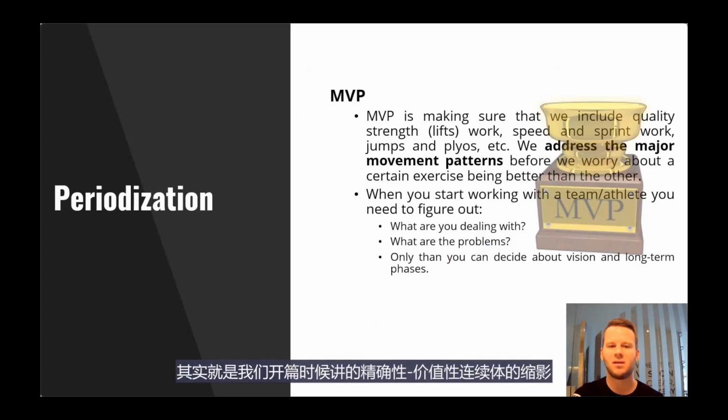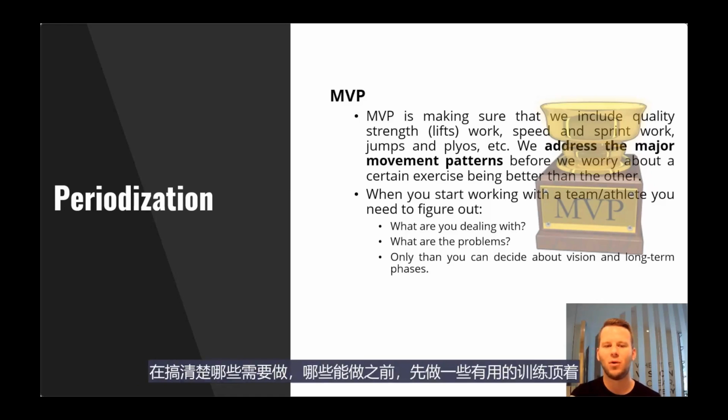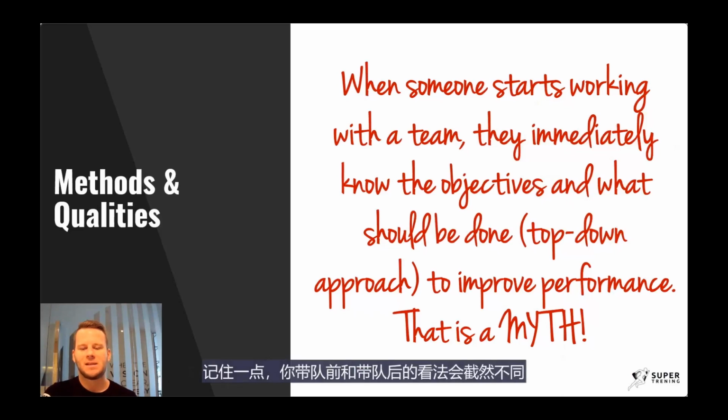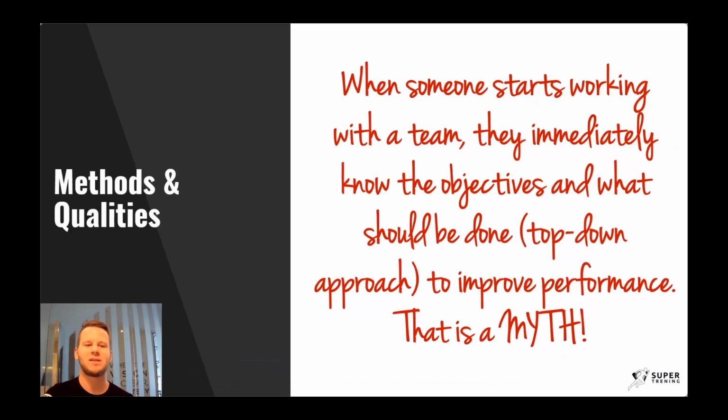This is just an epitome of the precision significance conundrum we talked about at the beginning for the exercise classification. You have to be significant. You have to know what you're going to do, even if you're not 100% precise. So you do something useful until you figure out what can and must be done. This is one important thing to keep in mind, because before you start working in a team, you think a certain way. After you start working with a team, you see how things are in the real world, and maybe your position changes a little bit.